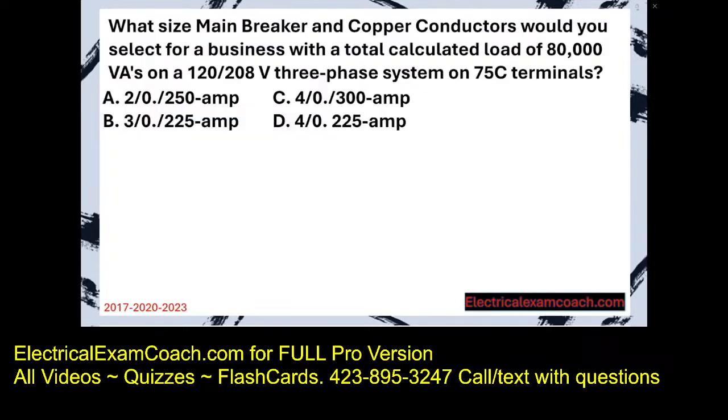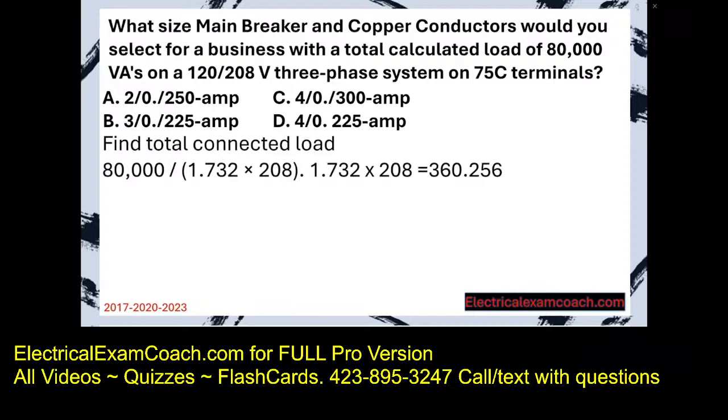Let's get to it. What size main breaker and copper conductors would you select for a business with a total calculated load of 80,000 VAs on a 120/208 three-phase system on 75-degree C terminals? Step 1, find our total connected load. In this case, they've already given us the 80,000 VAs, but we have to do that little bit of pre-work first on all of our three-phase calculations like we learned before. We take 1.732, we multiply it by our system voltage, which is 208, and that gives us that 360 value. Now we can divide just like normal.